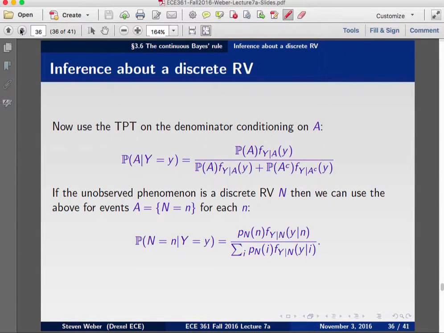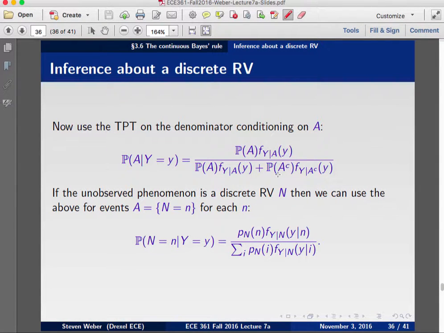And now we're going to use the total probability theorem on the denominator. So in this setting, when A is dichotomous, meaning either A or A complement happens, then we replace the f sub y in the denominator by f sub y given A times probability of A plus f sub y given A complement times the probability of A complement. Okay, just total probability theorem.